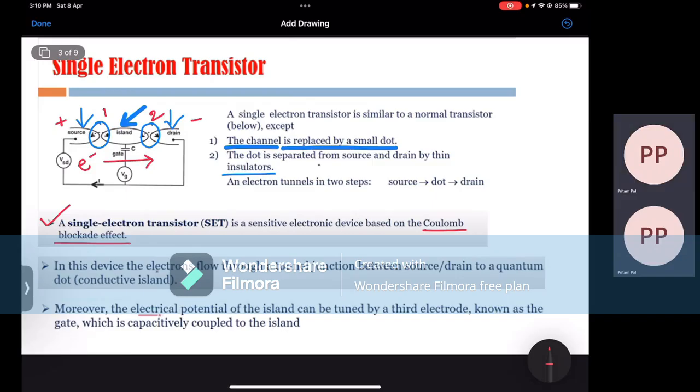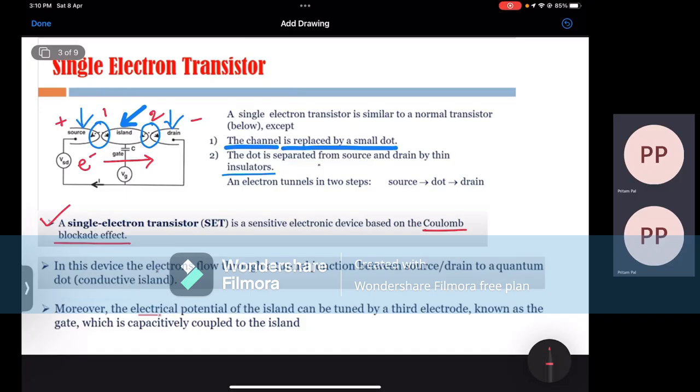So we'll talk about the Coulomb blockade effect in the coming slides. It's a single electron transistor because the structure and the physics, or you can say the tunneling, is designed in such a way that normally only one electron at a time can cross this tunneling junction, right? So the electrons traveling from source to drain travel in a very controlled way, one by one.